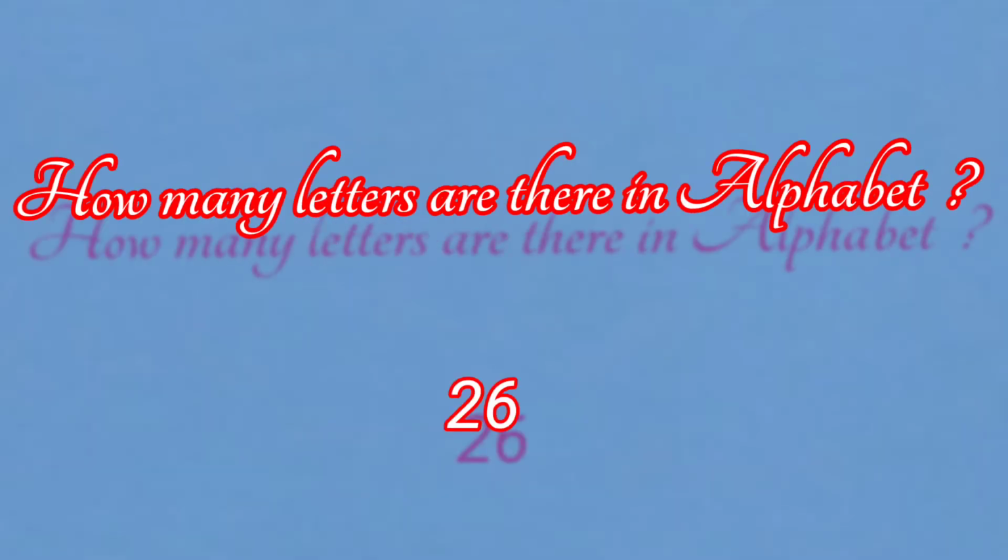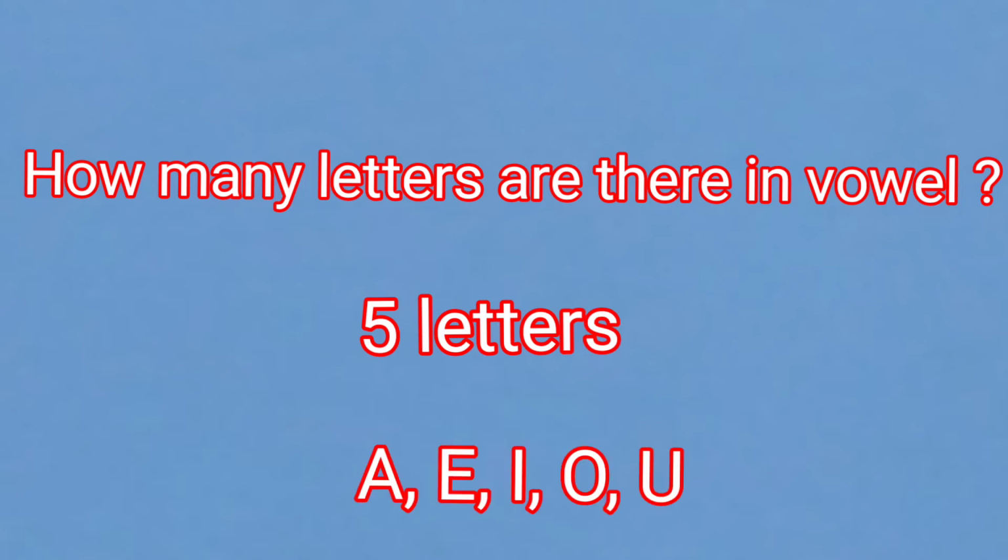How many letters are there in the alphabet? 26. How many letters are there in vowels? 5 letters. Tell me. A, E, I, O, U.